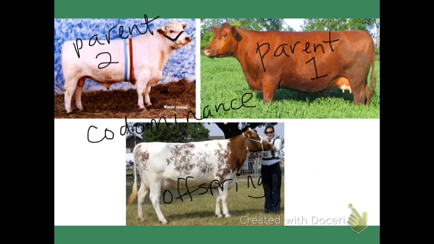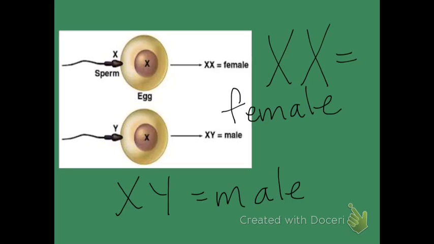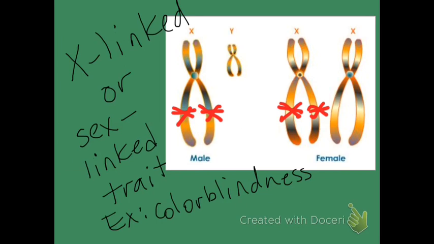Here you see parent 1 and parent 2 of these cattle. Their offspring shows both alleles. They're both dominant traits, and this is codominance. As you remember, XX represents female and XY male when we look at sex chromosomes. When a gene is on the X chromosome of a male, oftentimes that will be expressed because there's no dominant allele to cover it up.